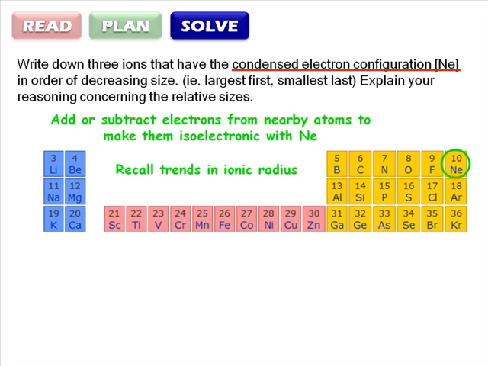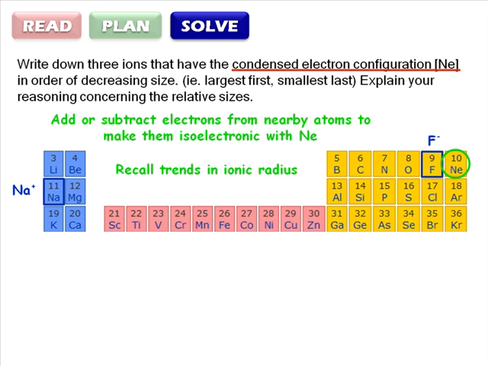Look at the atoms on either side of neon. We have fluorine, which has one less electron than neon, and sodium, which has one more. To make them isoelectronic with neon, we'll have to add one electron to fluorine, giving it a charge of -1, and we'll have to remove one electron from sodium, which will make it +1.